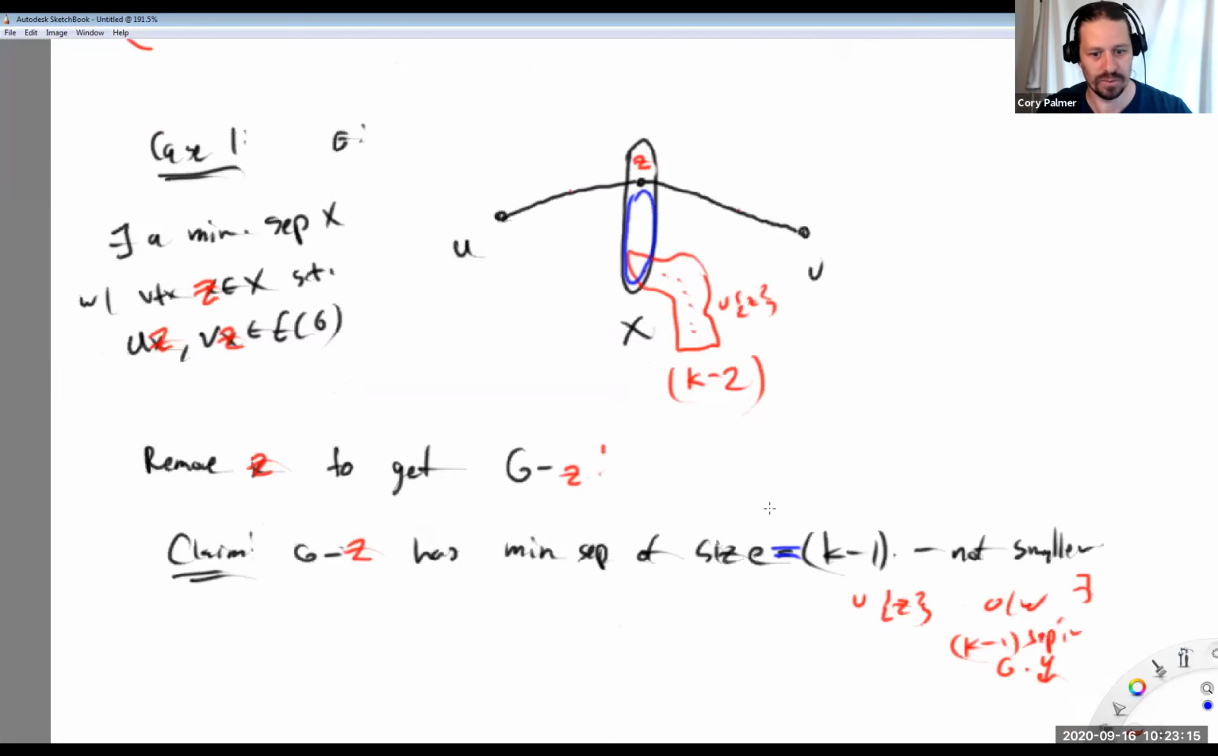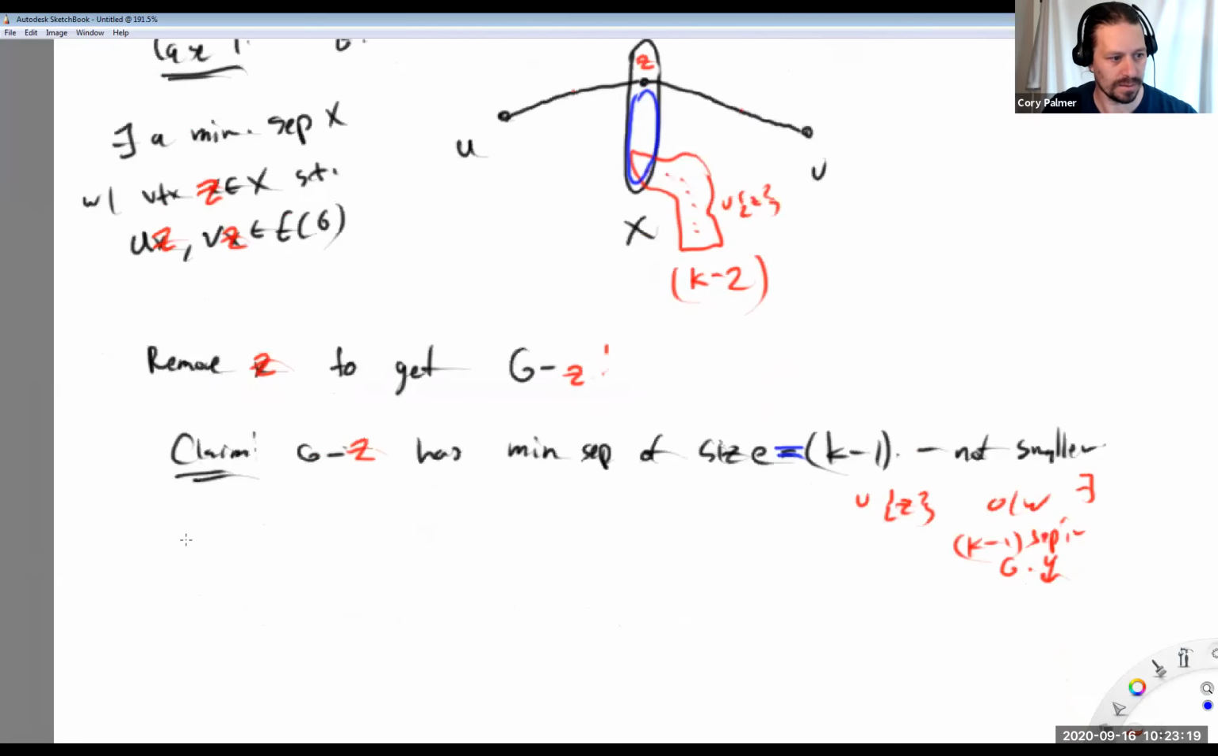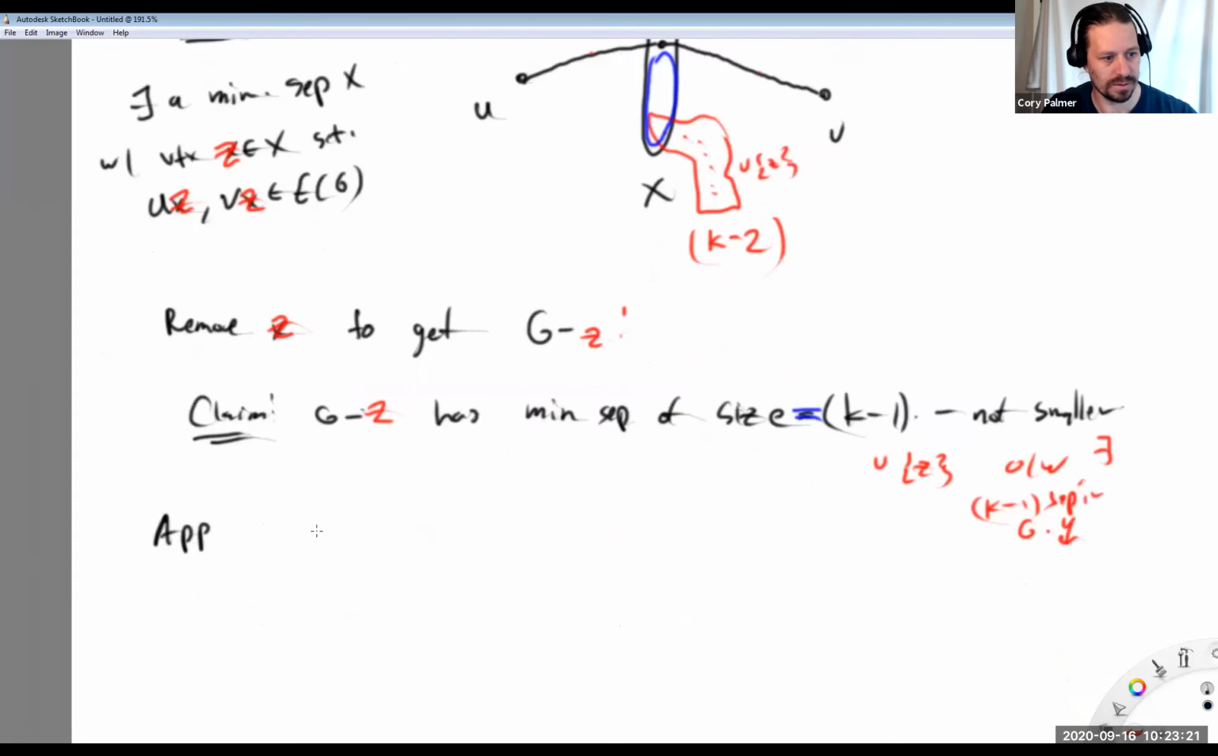And now we apply induction, okay? So now apply induction to G minus Z. Remember, G minus Z definitely has fewer edges because we at least lost the 2 edges incident to Z. So it's valid to apply induction to it. And what does that mean? G minus Z has a minimum separator. I didn't say minimum UV separator, but every separator I talk about today is a UV separator, is of size K minus 1.